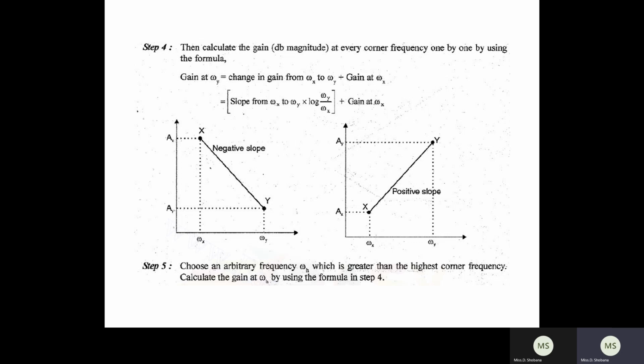Here, for example, if you have a negative slope, it will be drawn like this. A positive slope will be drawn like that. That is okay.